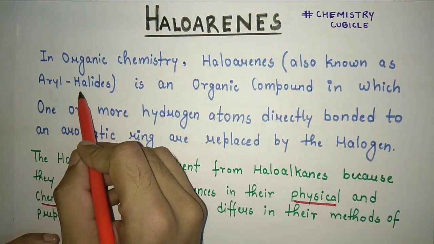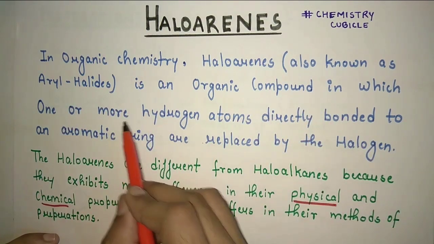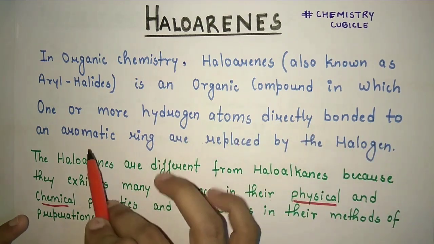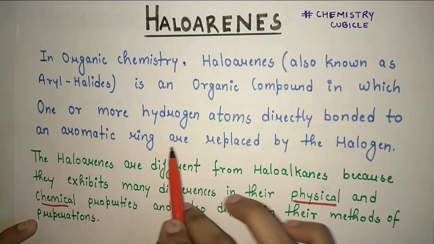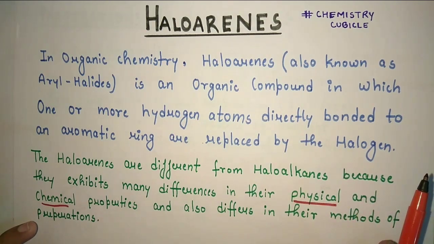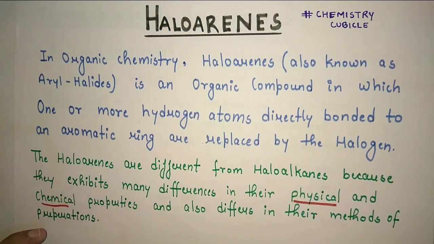Now, what are haloarenes? Haloarenes are also known as aryl halides. They are organic compounds in which one or more hydrogen atoms directly bonded to an aromatic ring are replaced by a halogen. So for haloarenes, the halogen must be directly attached to an aromatic ring. Haloarenes are different from haloalkanes. Their physical and chemical properties are different from those of haloalkanes, and they also differ in their methods of preparation.